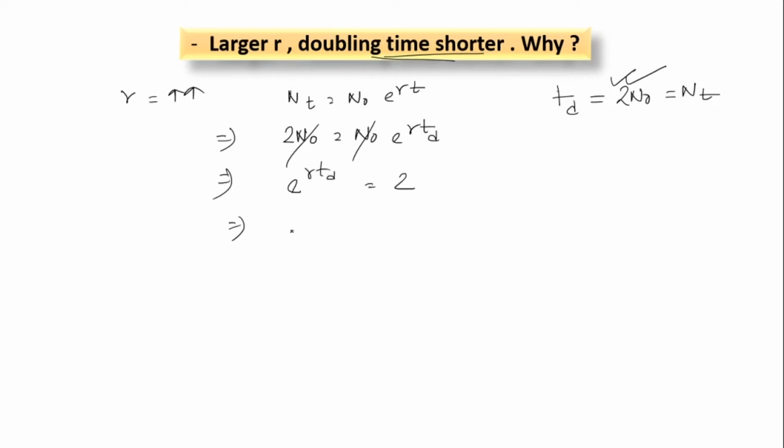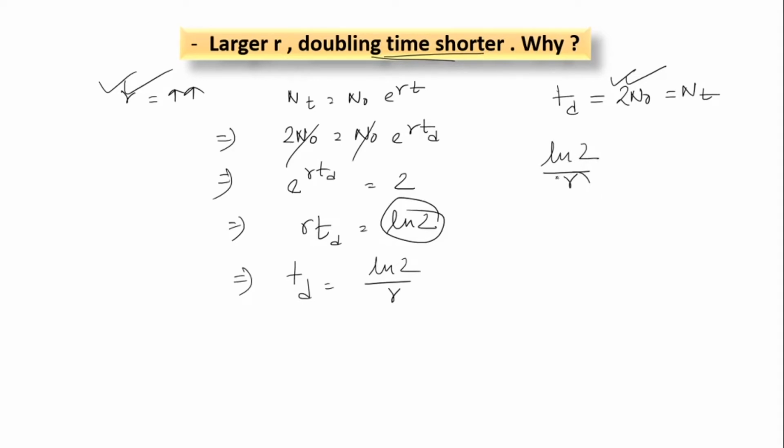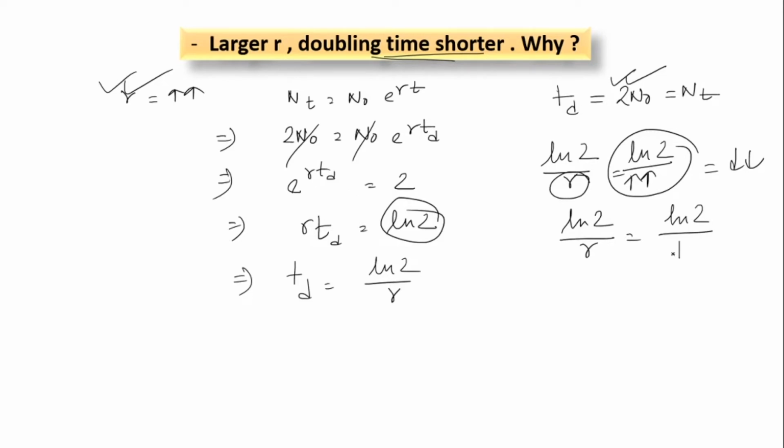Now we will take ln on both sides. So we will obtain rtd equals ln2. This is a constant number. So the doubling time, td, would be ln2 by r. So if r is larger, that means in ln2 by r, if the lower value is higher and the upper value is constant, then the total value would be lower, and if the lower value, that is r, is lower, then the total value would be higher.